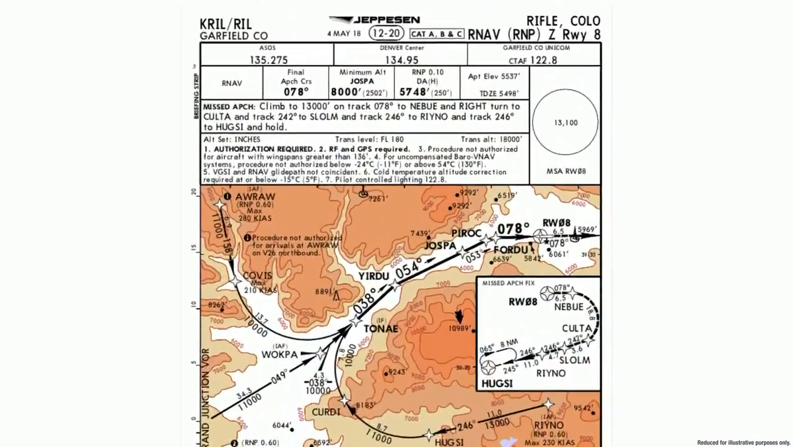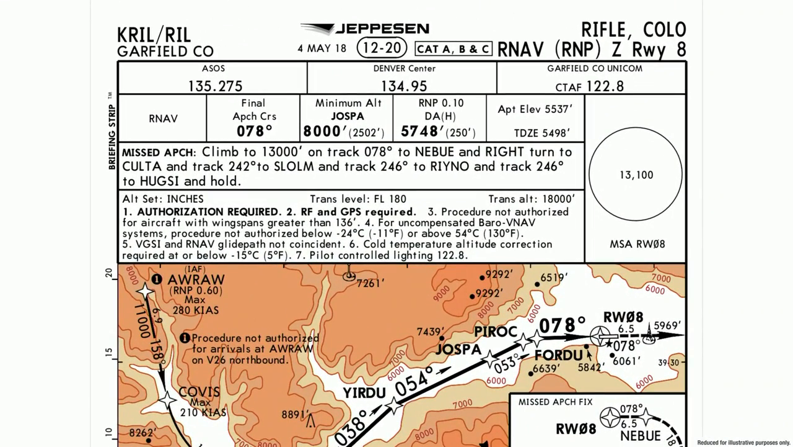I'm going to move forward here to Rifle. Rifle, Colorado is an airport many people end up at without ever really wanting to go there. If you're ever able to charter yourself into Aspen, what you really find half the time is that you charter into Rifle. And that's because Aspen is a very difficult airport to land because they oftentimes have a tailwind.